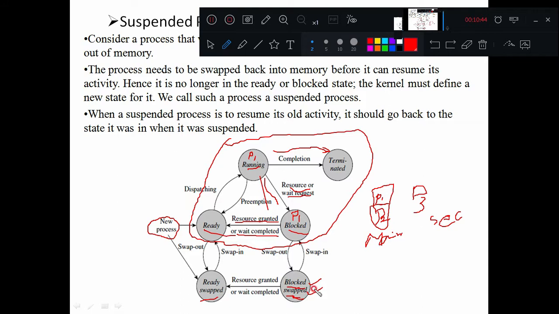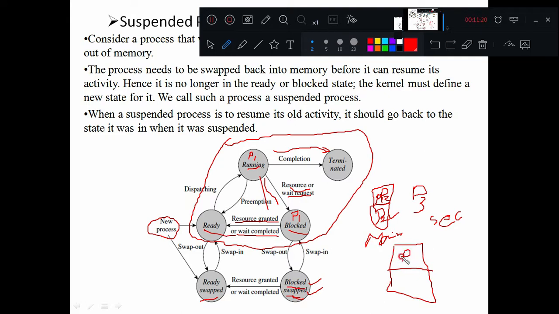Now P3 has come into the main memory, right? So the operating system starts executing P2 and P3. Let us assume that P2 has finished its execution, then P2 will be removed from the main memory, right? So there will be a space left to accommodate one process.